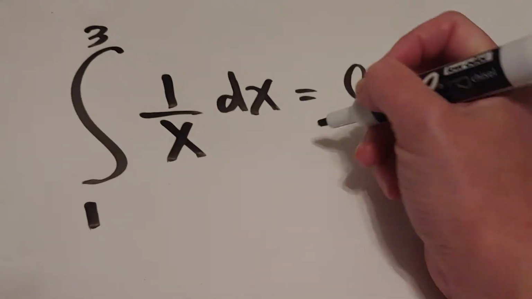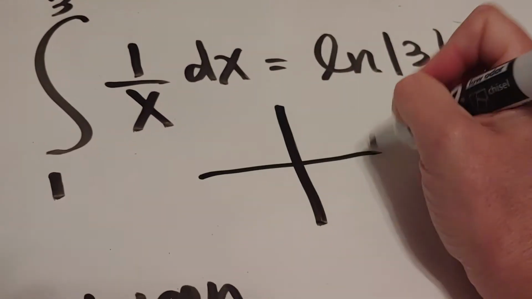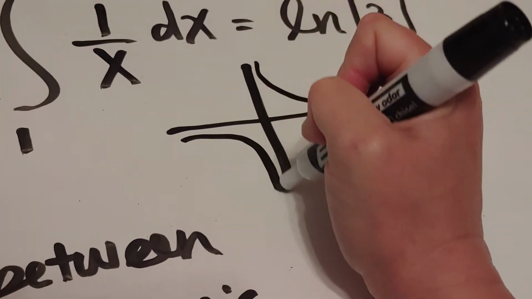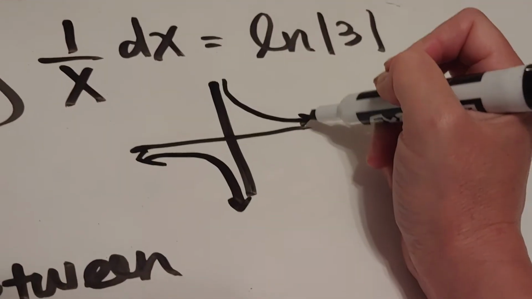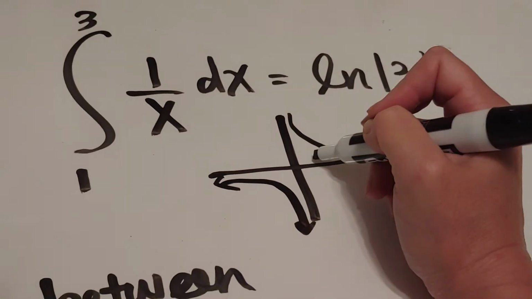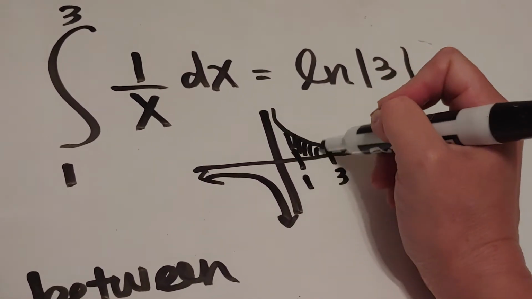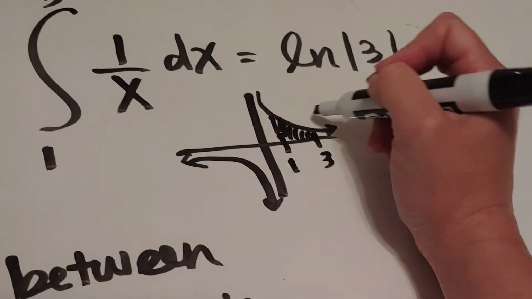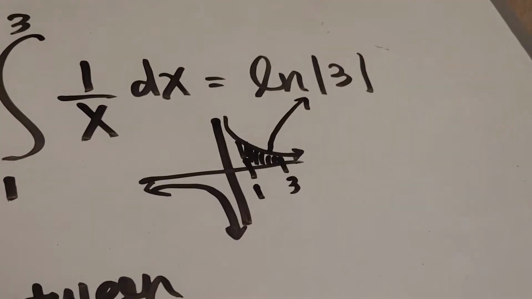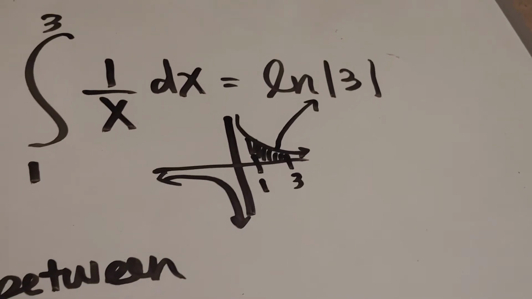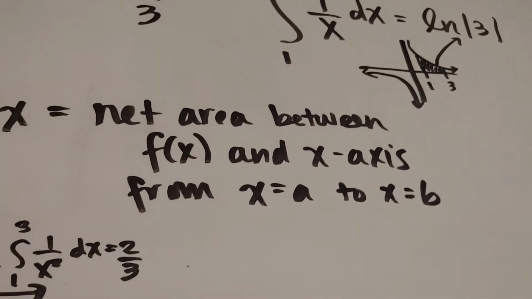Likewise, over here, 1 over x, the 1 over x graph splits. And if I wanted to know the area that it's trapping from 1 to 3, it's a little bit fatter than my last picture, and that area is equal to the ln of the absolute value of 3. Pretty neat.